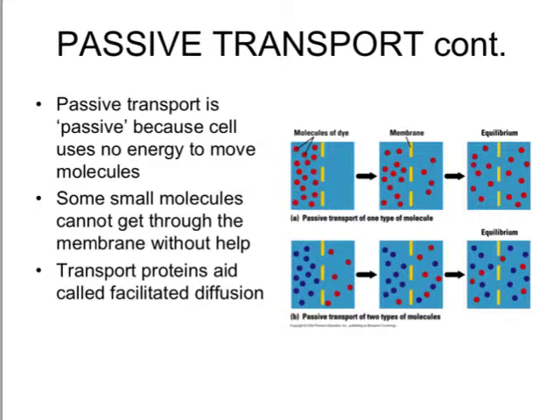However, if they're bigger molecules, or molecules of certain charges and stuff like that, we're going to need a little bit of help. We're going to need to exert some energy in order to get these particular substances inside the cell. That's what we call the transport proteins, those proteins in the membrane, which need to use energy to open up or close in order to facilitate the diffusion of some molecules.